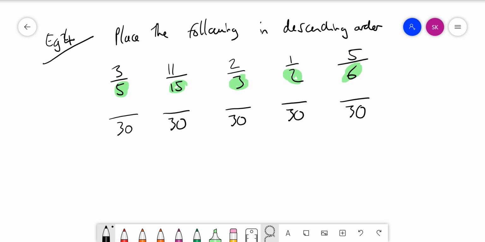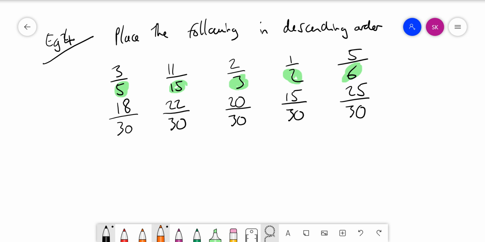This one, the 5, I'm going to times it by 6 to get 30, so I'm going to times the 3 by 6. 15 I times by 2 to get 30, so I times 11 by 2, and I get 22. 3 times 10 makes 30, so 2 times 10 is 20. 2 times 15 is 30, so 1 times 15 is 15. And finally, 6 times 5 is 30, so 5 times 5 is 25. Now that I have all these fractions with the same denominator, I can write them in order.